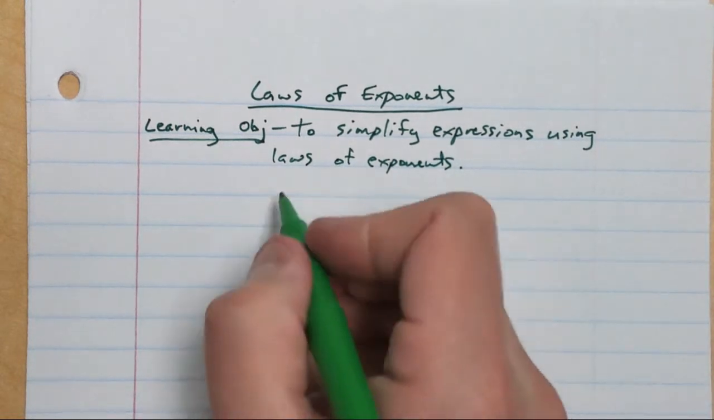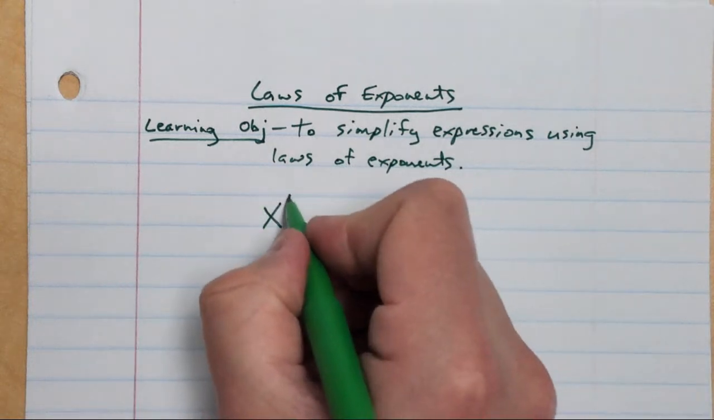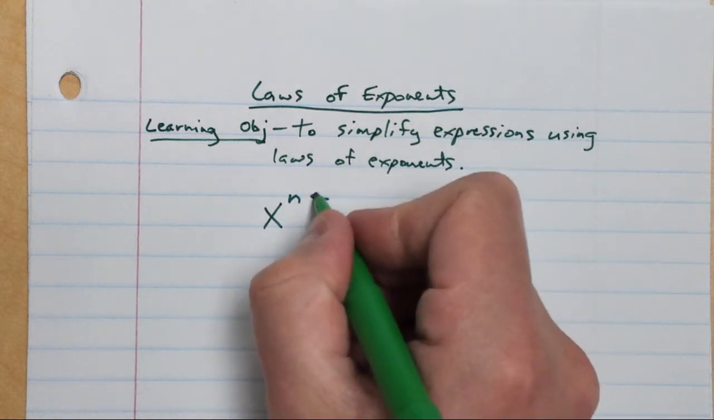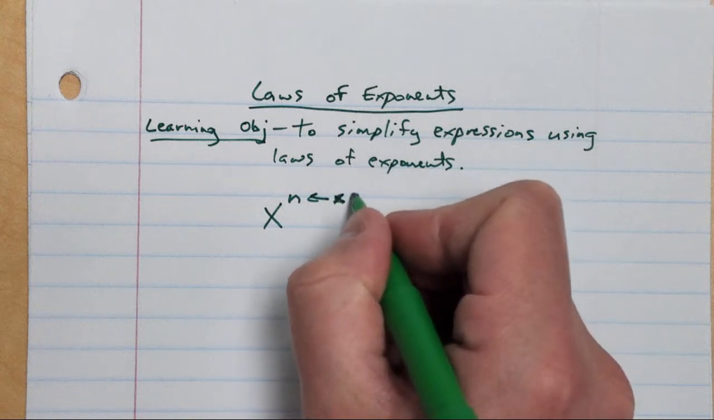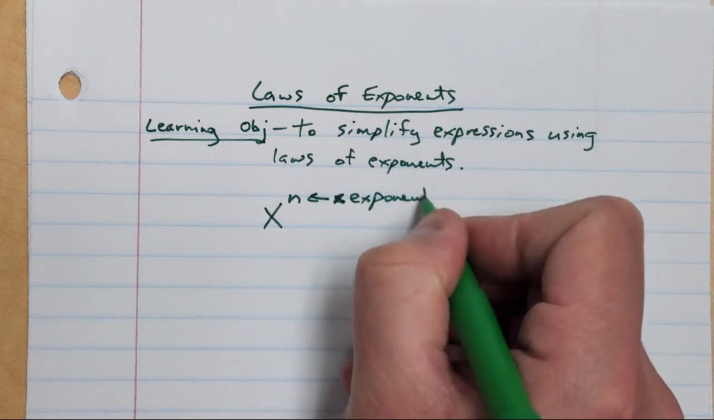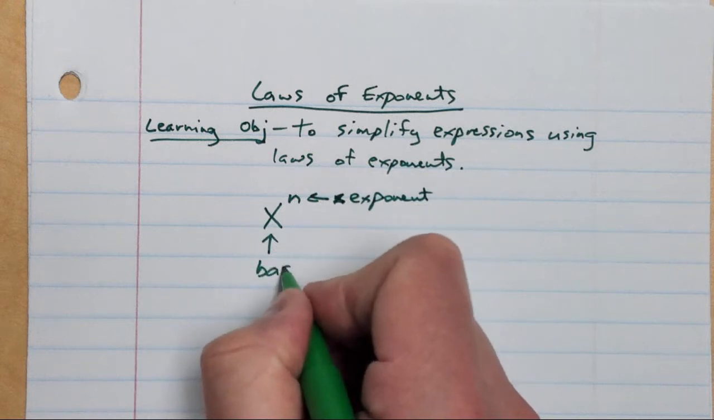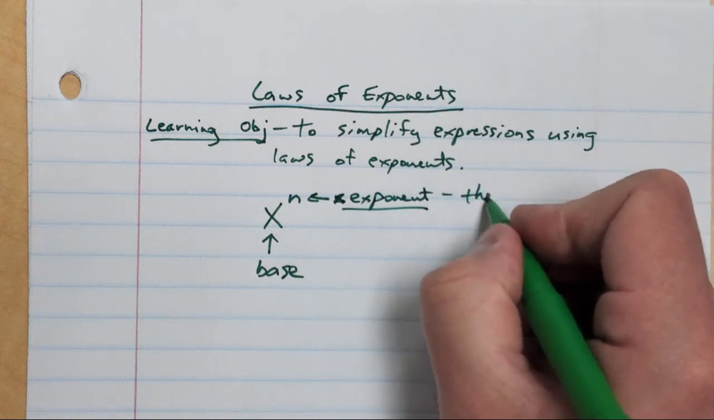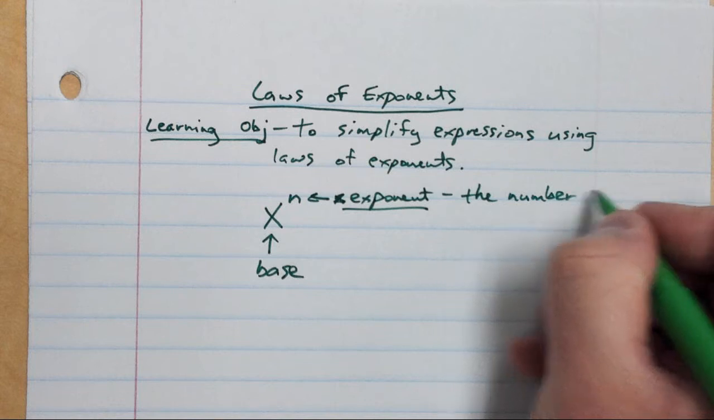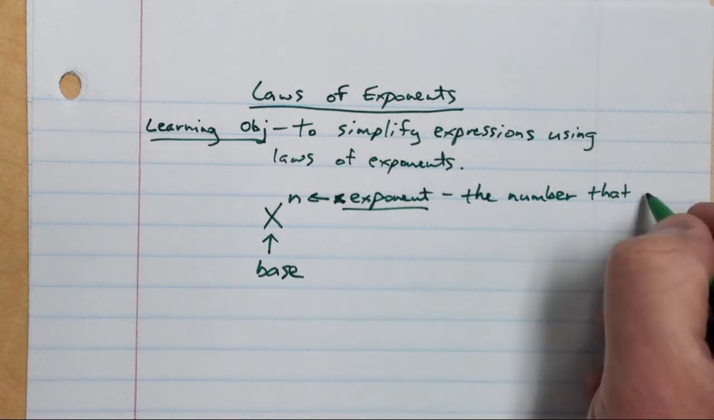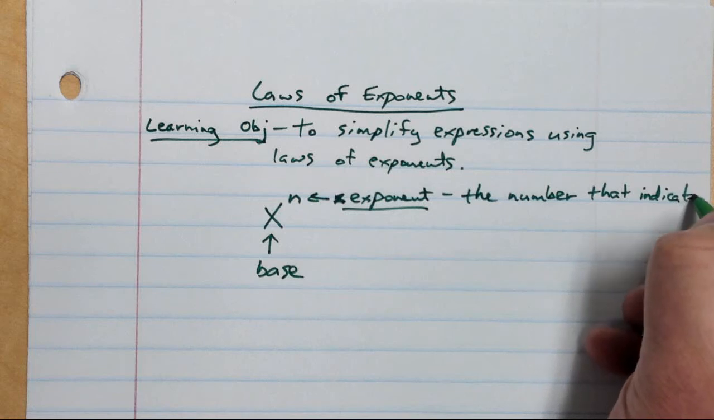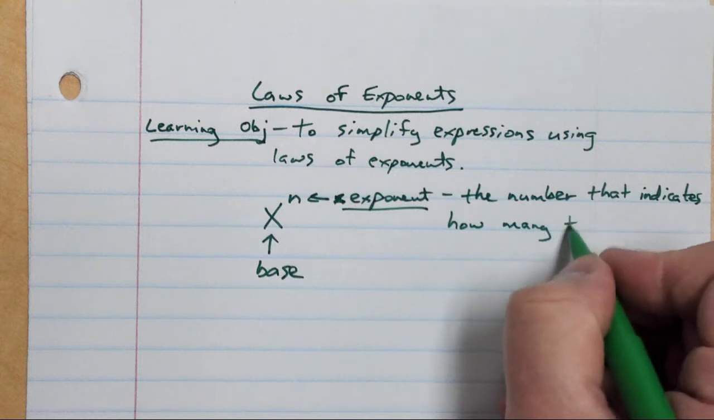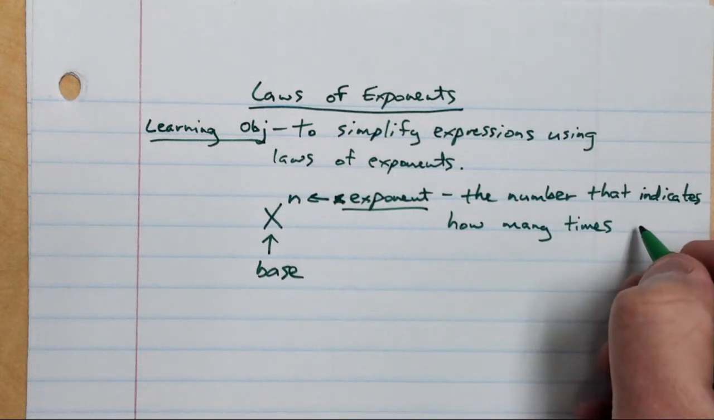Now there are a couple parts to the exponents that I need to address. I have x raised to the power of n, where n is the exponent, and x is the base. So an exponent is the number that indicates how many times the base gets multiplied.